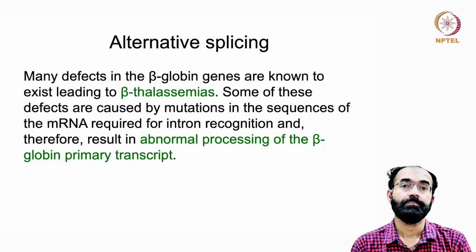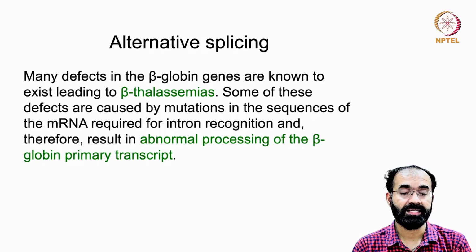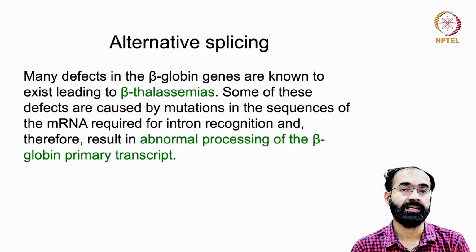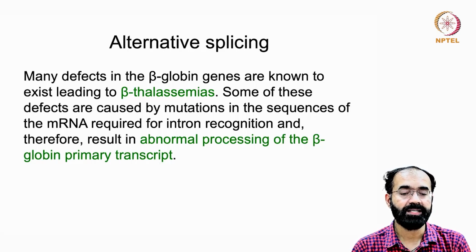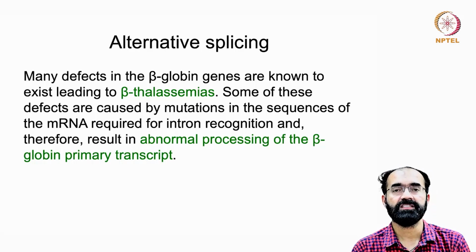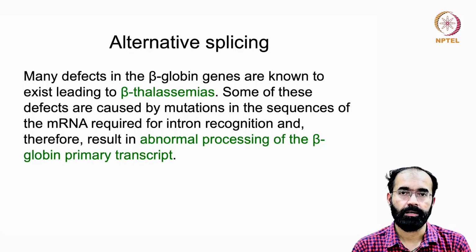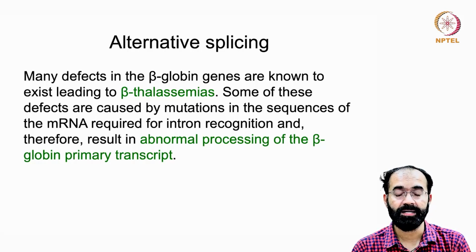Then comes alternative splicing and its other features. Many defects in the beta globin genes are known to exist, leading to beta thalassemias. You may have heard about this disease condition because pregnant women are often screened to check whether the baby is vulnerable to beta thalassemia.